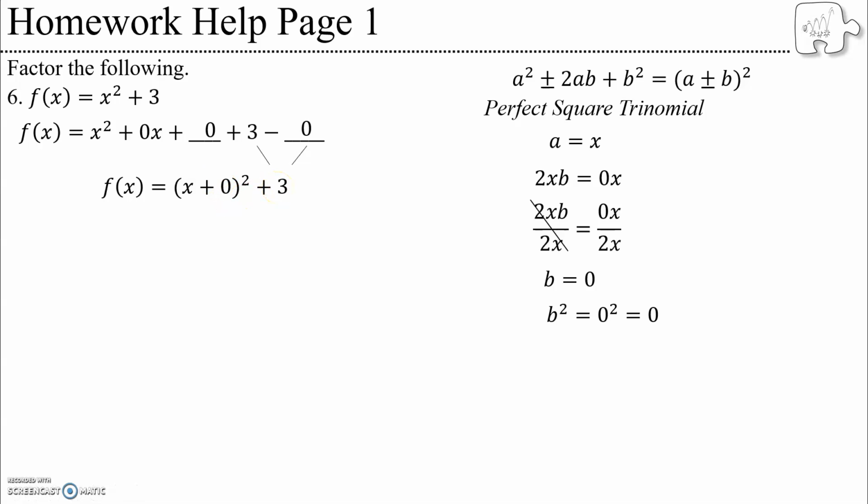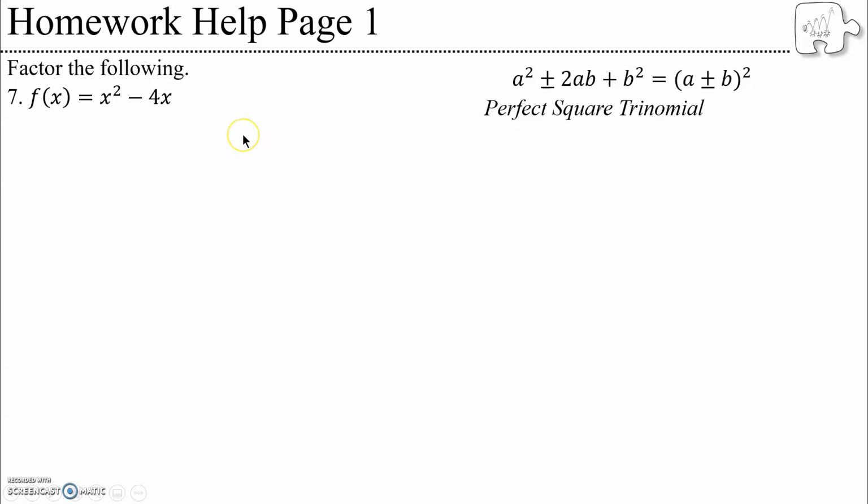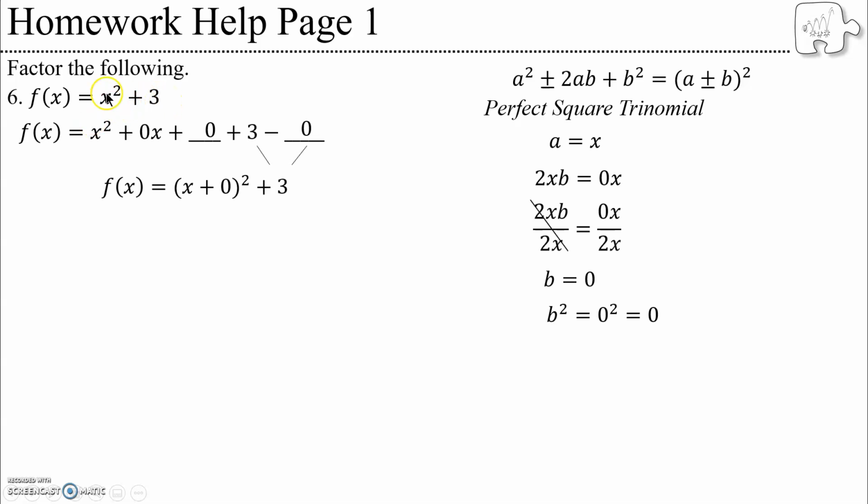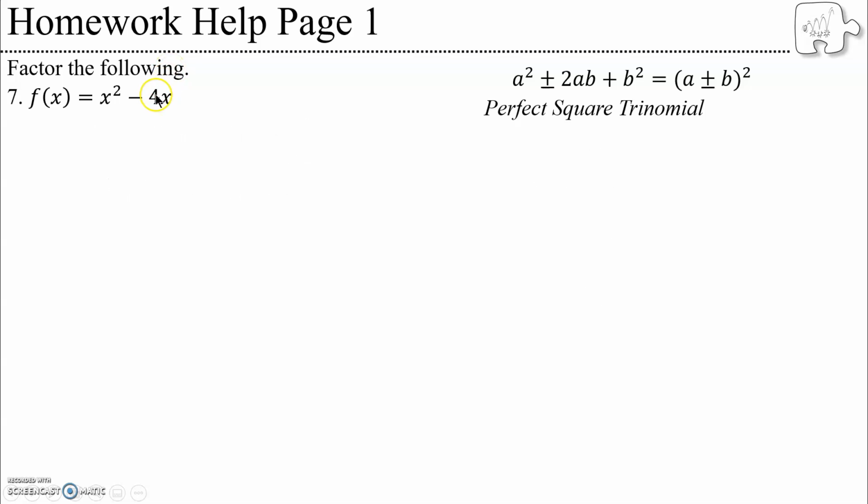So for problem 7, now we have x squared minus 4x. So we have an x squared and an x. Last time we had an x squared and our constant. Now we're missing the constant, so we can add a 0 at the end. So we have x squared minus 4x plus 0. We need that blank spot of what we add and what we subtract.